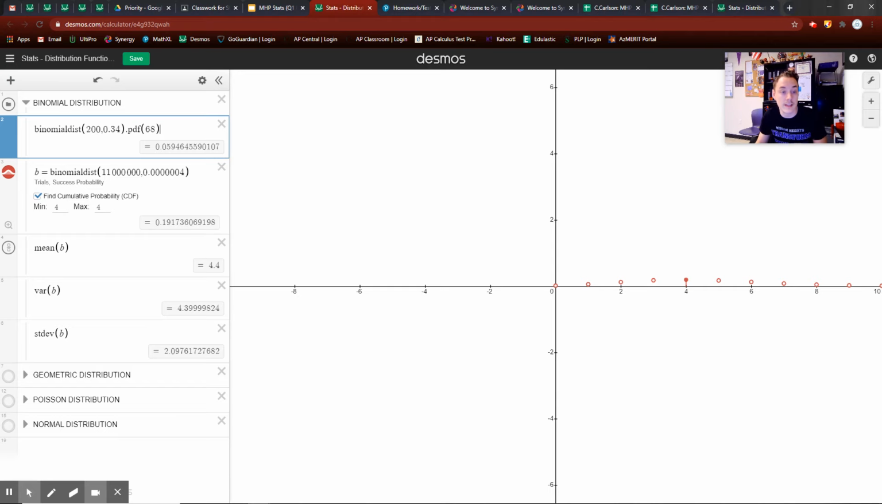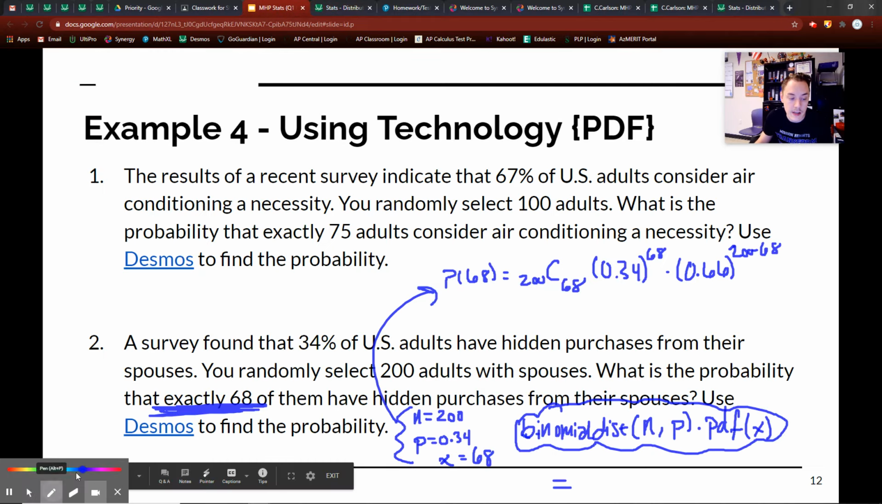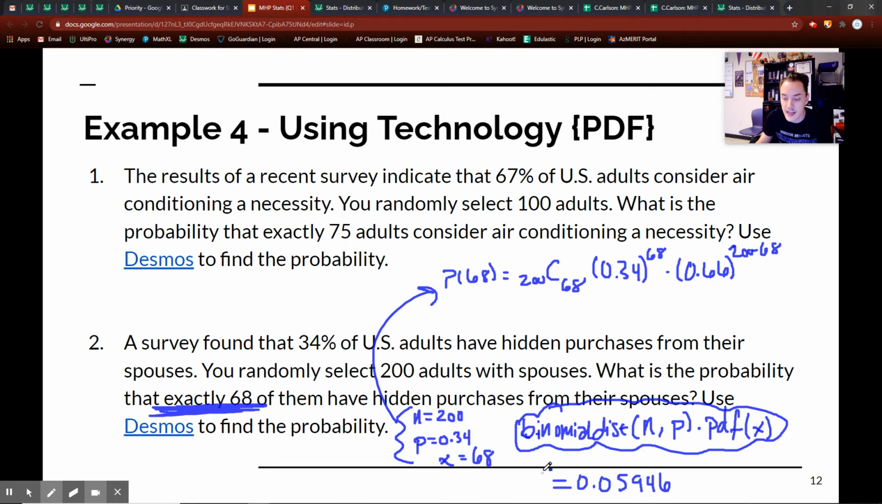0.05946. So I'm going to go over here and type it in: 0.05946. That is my probability of selecting exactly 68 spouses who have hidden purchases from their loved ones. So that is about 6%.